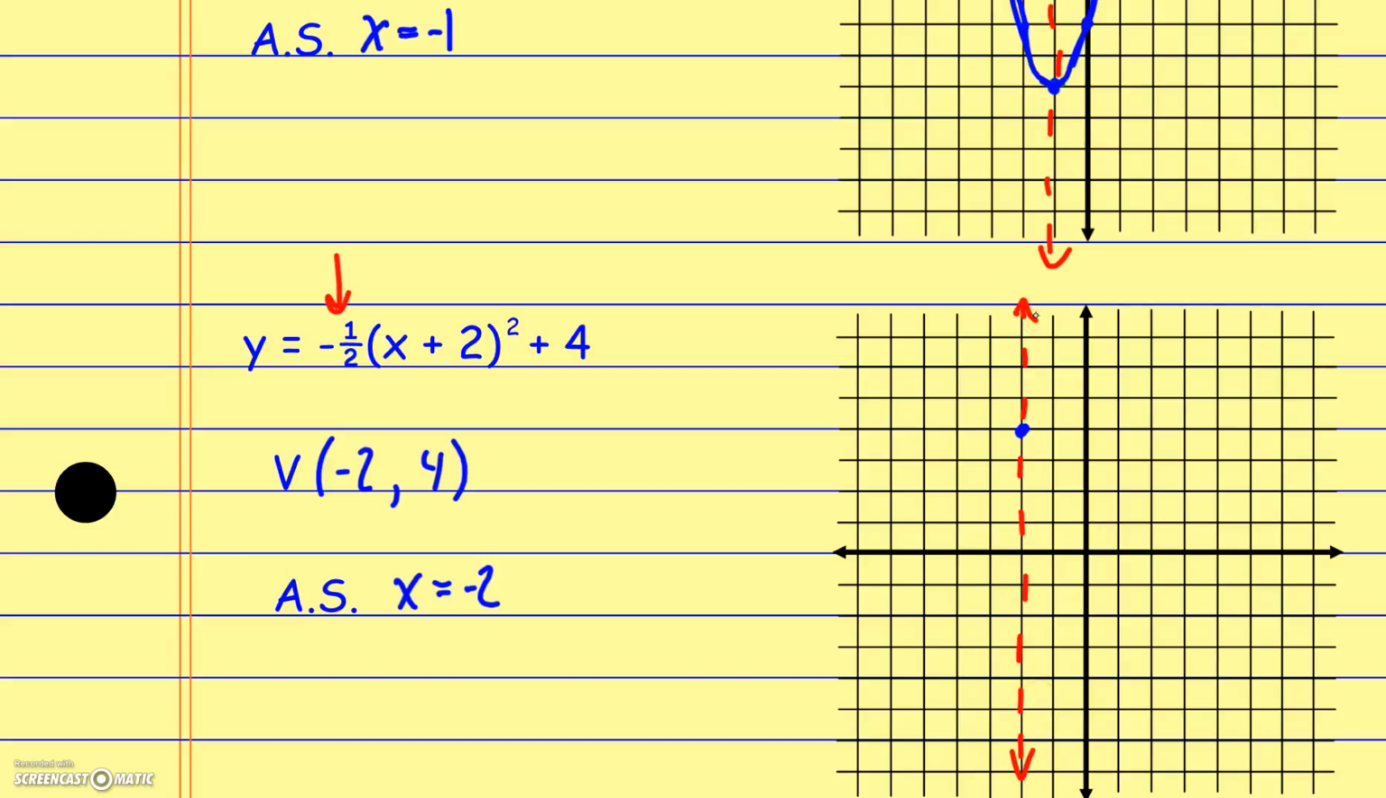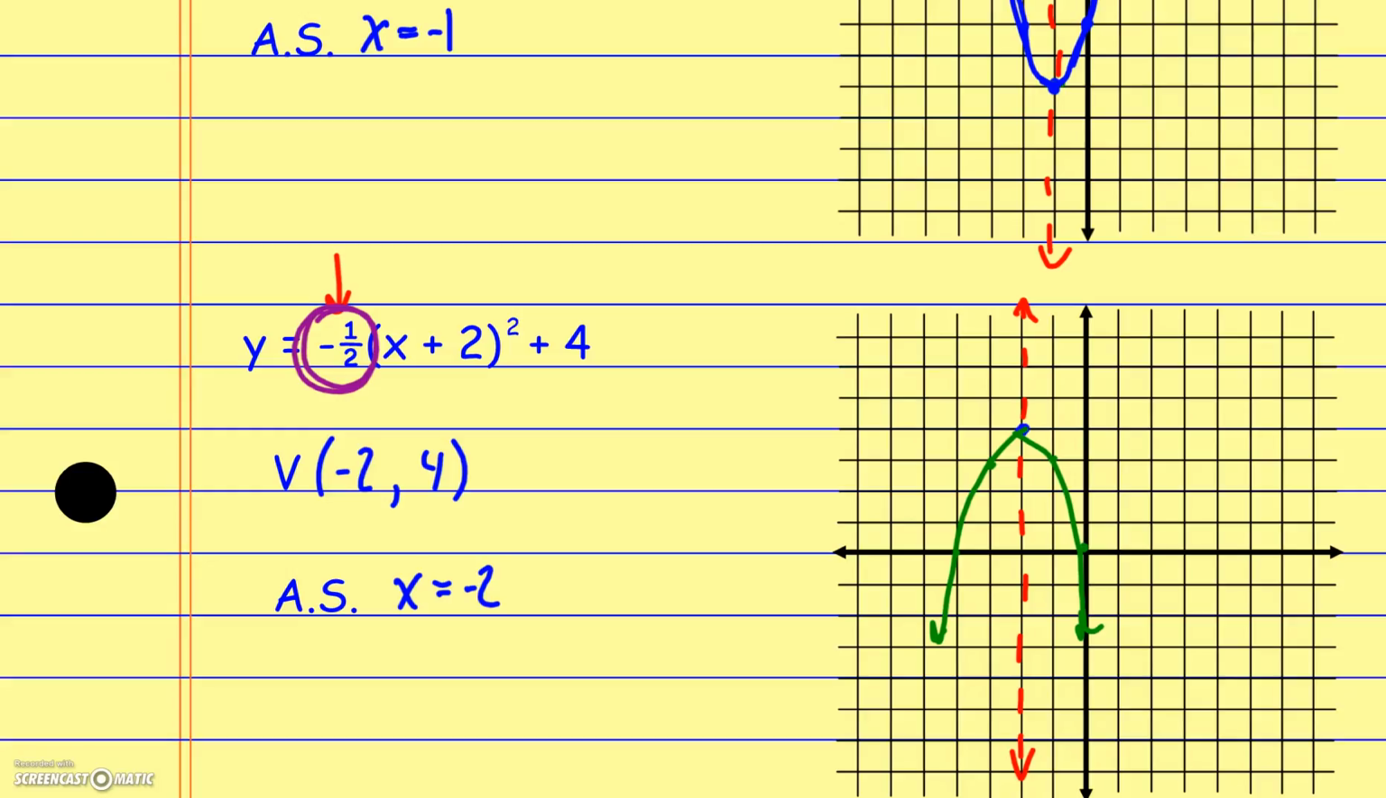Now my a value being negative 1/2 tells me a couple of different things here. First of all, it tells me that this thing's going to open down because it's negative, and it's going to be half the height of my standard width parabola. So again, my standard width parabola would look like this. This is the one that I've drawn a couple times now. I'm basically copying the same template or the same pattern from the first one. That would be the standard width. Well, this one's going to be half the size. In other words, right here, instead of going over 1 and then down 1, I'm going to be going over 1 and only down half that much.